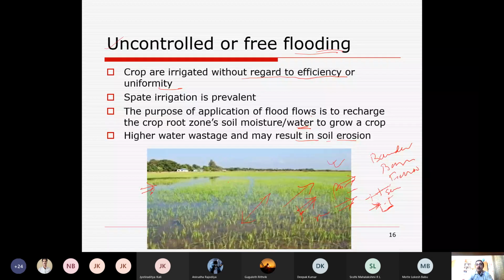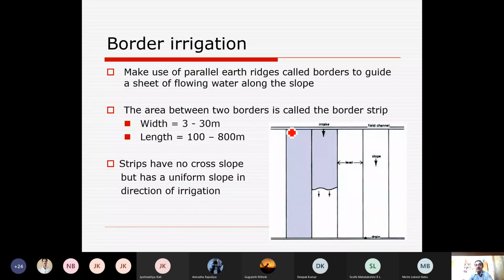Next, if you recall, is the border irrigation method. So what is the border irrigation method? This is the field. We have a channel which is supplying water, and suppose this is the field. It is divided into strips, and these strips are called borders. We make use of parallel earth ridges, dividing this whole area, suppose a bigger area of 100 meters, into a number of strips. The parallel earth ridges, called borders, guide the sheet of water flowing along the slope in the field.